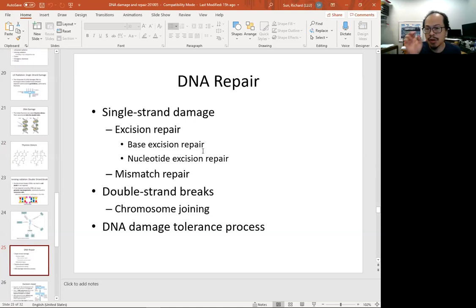I just want to make sure that I said it correctly, because I think I said it the opposite way. Base excision repair is for the short damage. Nucleotide excision repair is for a longer one. So just make sure that you don't get confused on those.